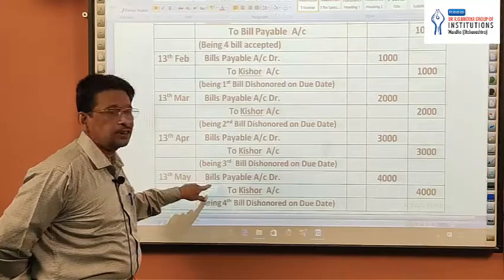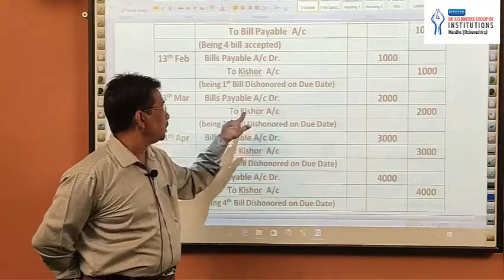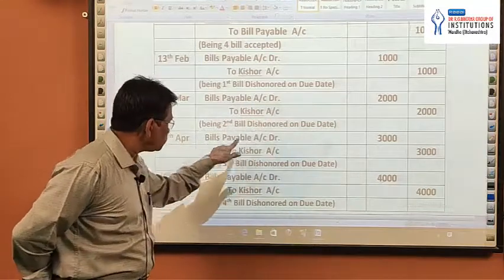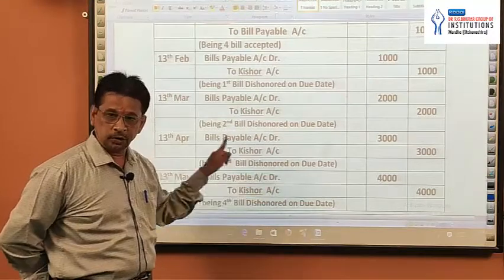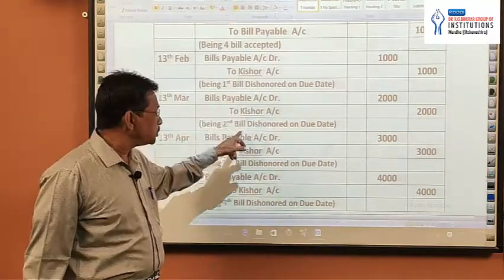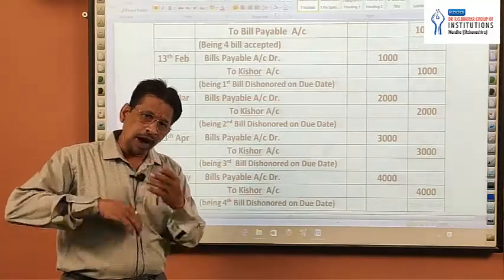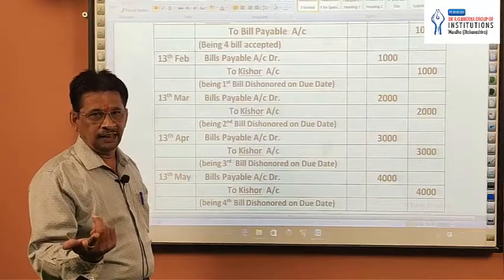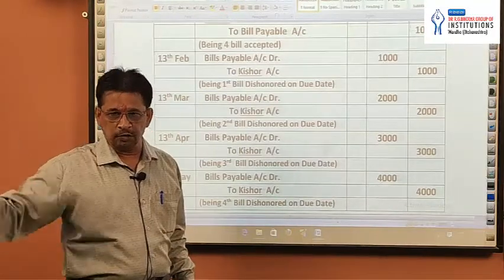All these 4 entries are the same. Check: first bill, bills payable account debit Kishore account. Second, bills payable account debit to Kishore. Third and fourth, the same. So all these dishonored entries are the same, so we can pass only a single entry: bills payable account debit 10,000 to Kishore account 10,000.